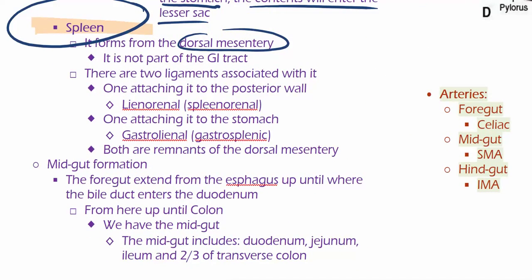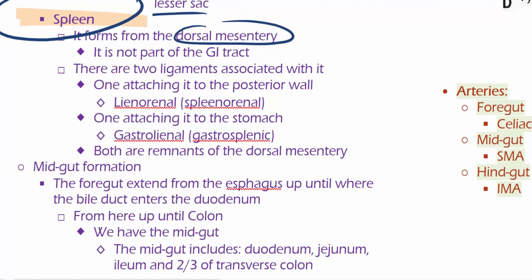So the spleen is being formed from the dorsal mesentery, not from the gut tube. It's not part of the GI tract. There are two ligaments associated with the spleen. One attaches it directly to the posterior abdominal wall, and one attaches it to the stomach. The one attaching it to the posterior abdominal wall is called the splenorenal ligament. The reason renal is involved is that near the posterior abdominal wall are your kidneys.